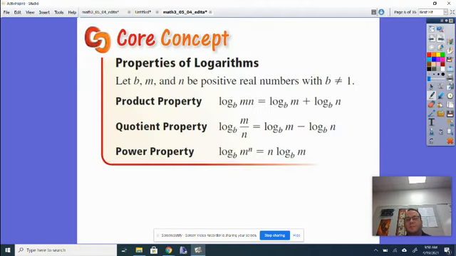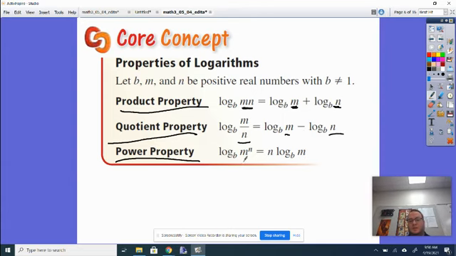So we've got the three big properties: product property, quotient property, power property. Again, the product property says if I have them multiplied, then they could have been added. If I had them divided, then they were subtracted, and then I can always bring this n in front or vice versa.